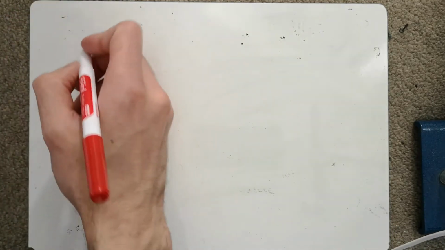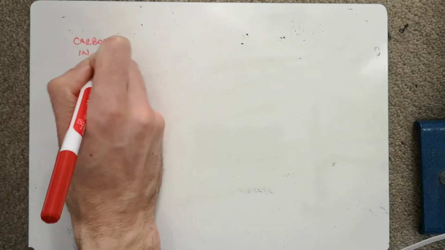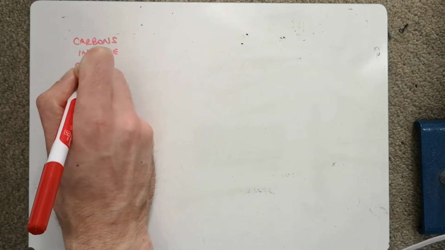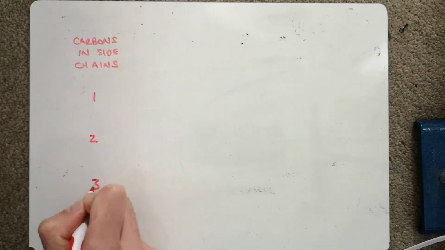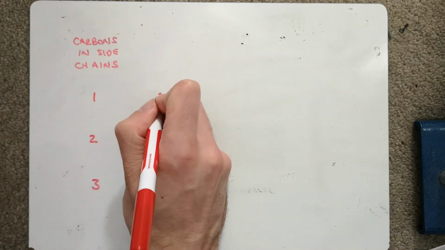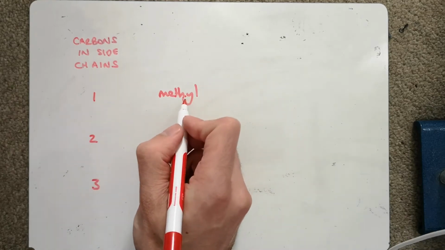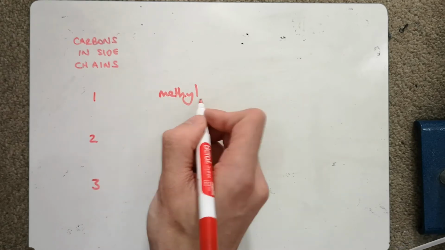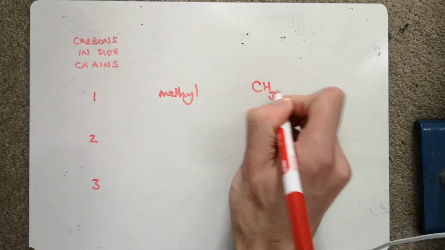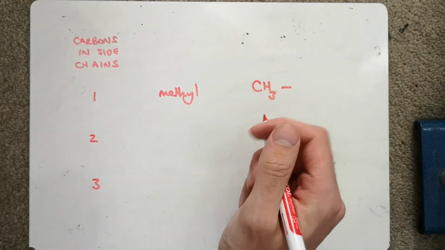Now we're going to look at side chains. So we can have carbon side chains. We'll look at 3 different types. The first one is just a single carbon. We've only got one, it gets the prefix meth, and alkanes that have lost a single hydrogen become alkyls. So this is methyl, and it just looks like that. That is CH3, and then it's got an open bond that attaches to the main chain.